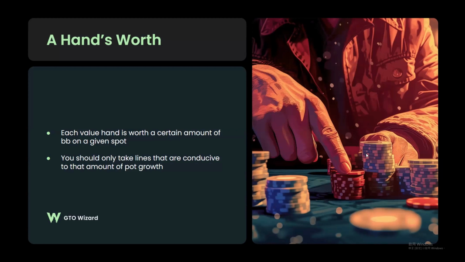You could simplify conceptually how a solver works by imagining that each value hand is worth a certain amount of big blinds, right? Of course, the solver is actually not conceptualizing it. It's just doing math and calculations, but the strategies it arrives at happen to align with this idea that each hand has a certain big blind worth. And every line that the solver plays is trying to be conducive to that amount of pot growth. For example, let's say the pot is 6 big blinds, and you're out of position on the river and your hand is worth 2 big blinds. The only way to be conducive to that amount of pot growth is to bet 2 big blinds yourself.